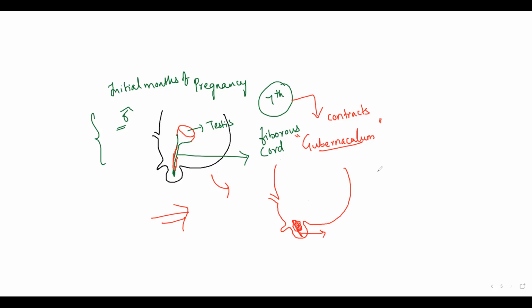But there are a few conditions wherein a few of the kids, we see that this contraction fails and the testis doesn't descend into the scrotal sacs. And that condition is being called cryptorchidism. Now, this is important. This fibrous cord is important. Which month is bringing the contraction due to which the testis is descending into the scrotal sacs here.